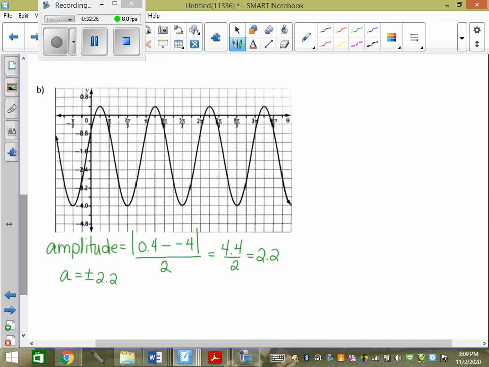So I'm going to get y equals 2.2 sine. Y equals negative 2.2 sine. Y equals positive 2.2 cos. Y equals negative 2.2 cos.